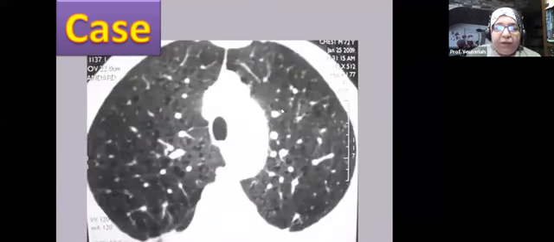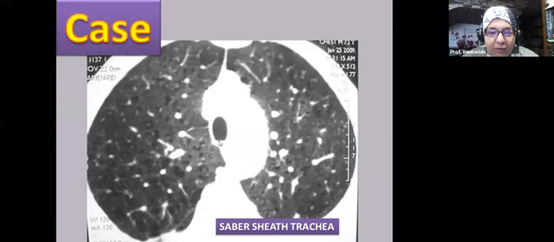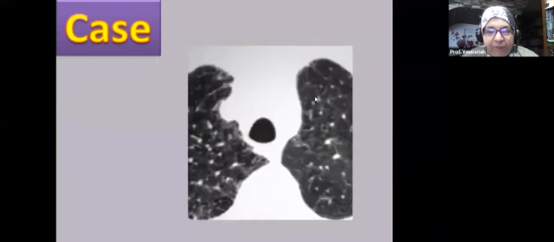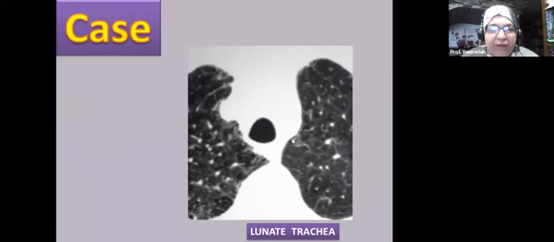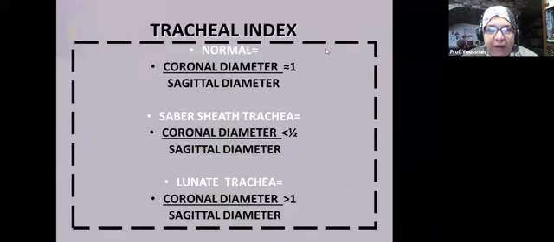Now, again, with the trachea, we have an abnormal shape of the trachea. The trachea normally should have coronal and sagittal dimensions nearly equal. In this case of emphysema, we have a decrease in the coronal diameter and a relative increase with respect to the sagittal diameter. This is what we call the saber-sheath trachea, and we see it in case of COPD. Another abnormal appearance of the trachea is the lunate-shaped trachea, which again has a relative increase in the coronal with respect to the sagittal. We have what we call the tracheal index.